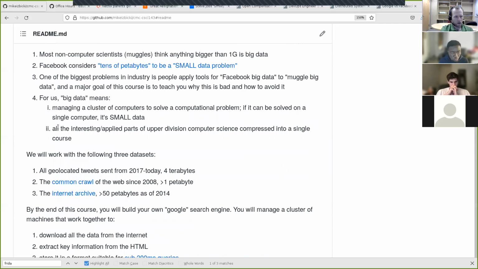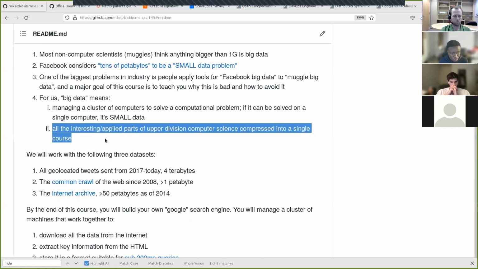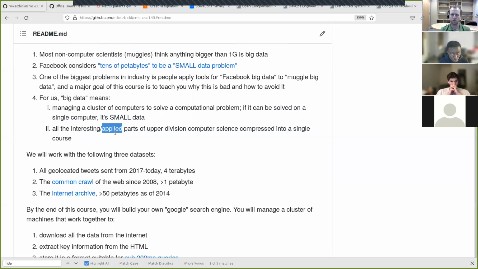And then in order to talk about this cluster of computers, there's a whole bunch of information from other upper division computer science classes that we'll be talking about. And I think it's all of the interesting and applied parts of an upper division computer science major compressed down into this one class.